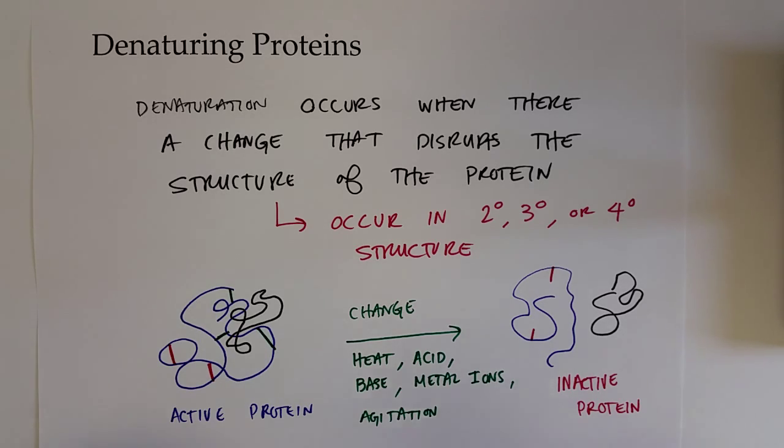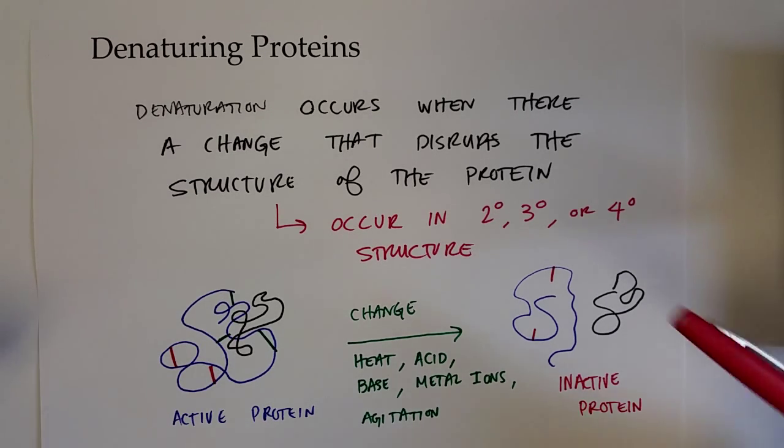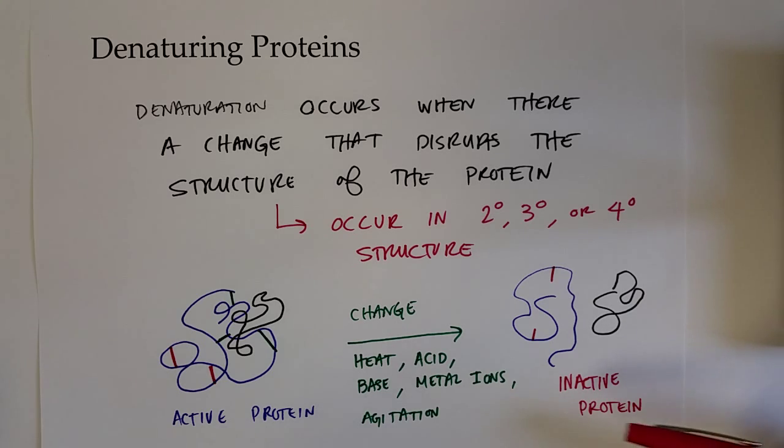And of course, this is sometimes on purpose. Our body does some of these things when we digest proteins, breaking the proteins down to amino acids so we can use them to build up proteins that we need. We also utilize this denaturing process in cooking. We heat proteins, we agitate them in cooking, and then we can even add acid to denature proteins for food.